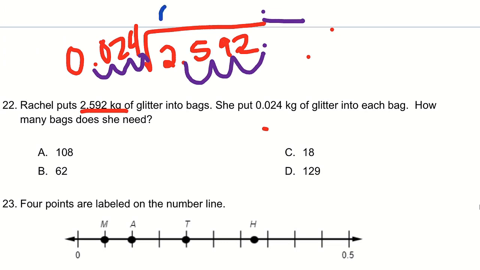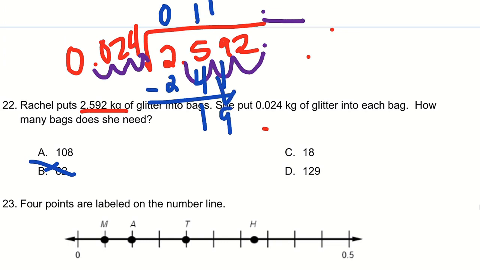24 cannot go into 2. It can go into 25 once, though. So that's going to be 25 minus 24, which is going to leave me with 1. We are going to drop down that 9, giving us 19. Can't go in there, so we got to drop down our 2 and add our 0 up top.